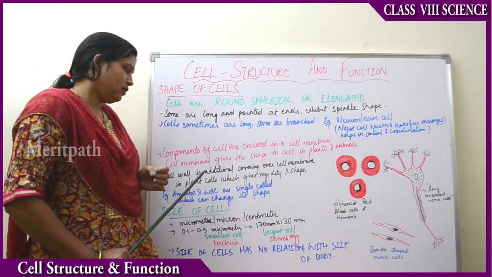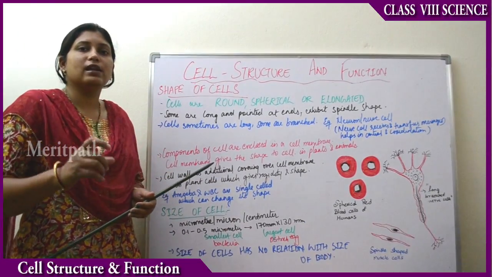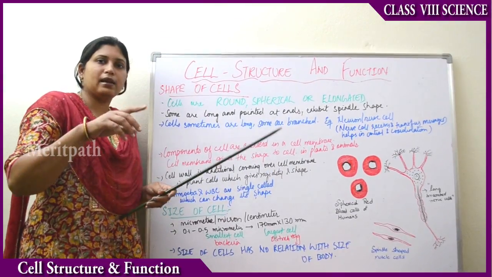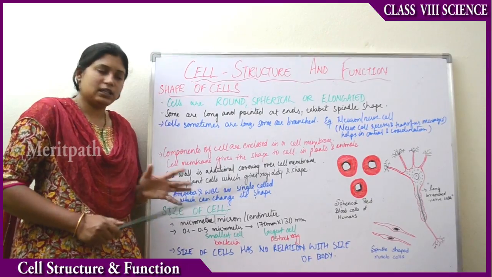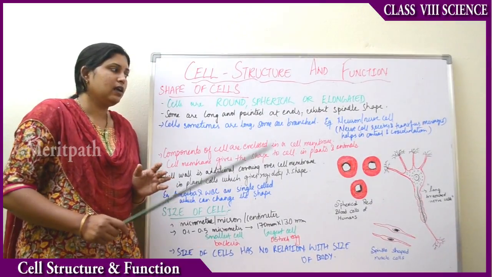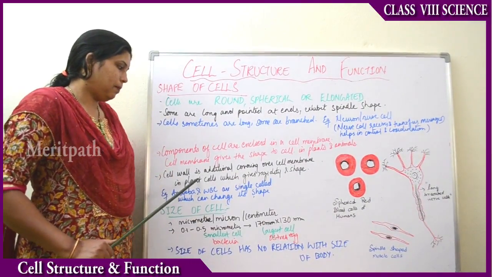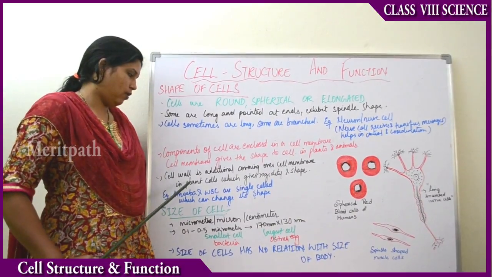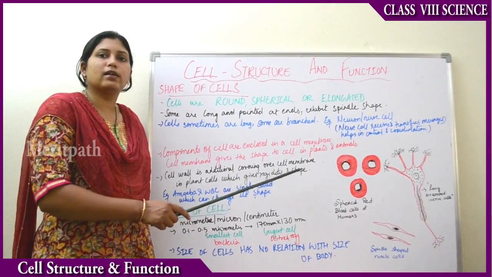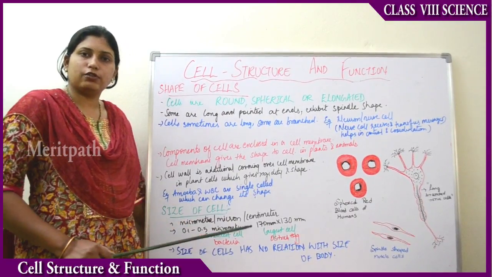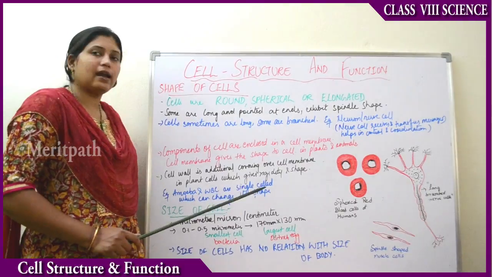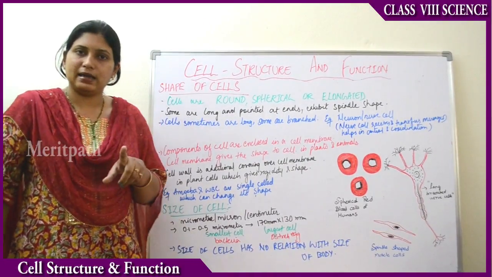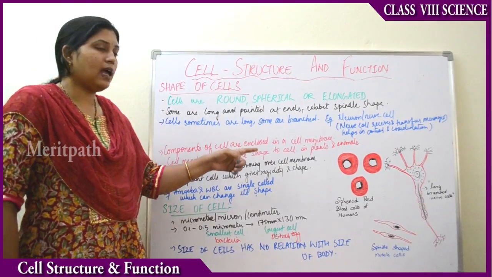Then cell wall. Cell wall is an additional feature covering the cell membrane. The cell membrane is covered by the cell wall, but this feature is present exclusively in the plants, which gives rigidity and shape. So the cell wall is an additional covering over the cell membrane, and the function of the cell wall is to give rigidity and shape to the plant cell. Cell wall is present only in the plant cells. There is no cell wall in the animal cells.